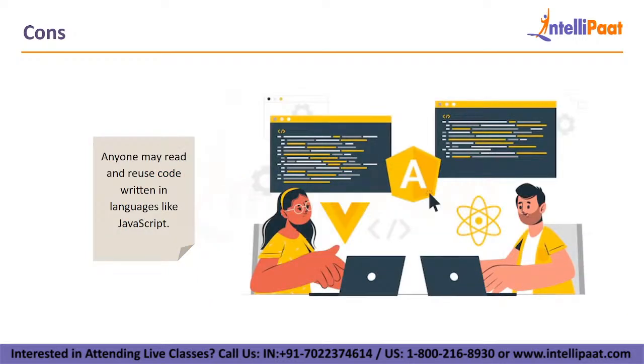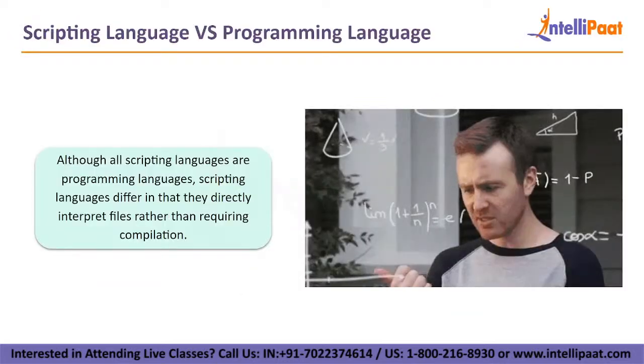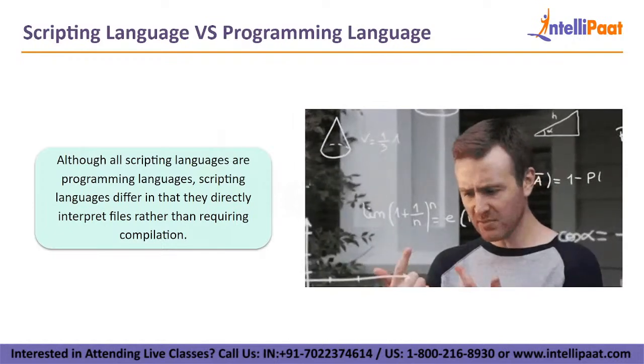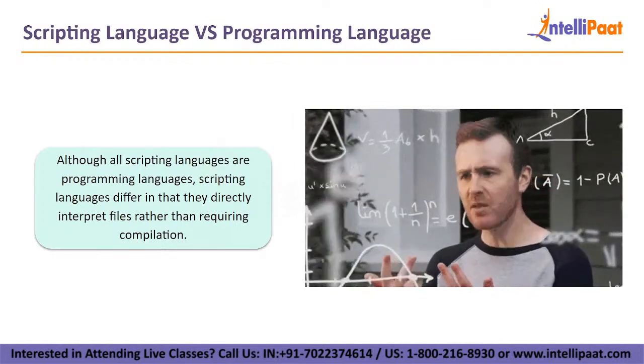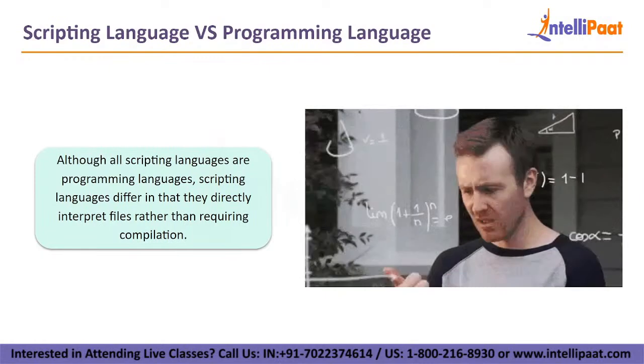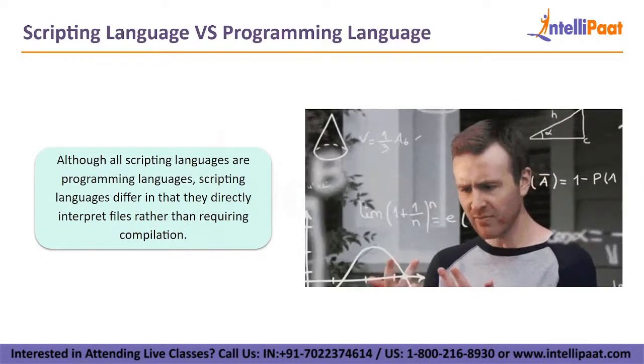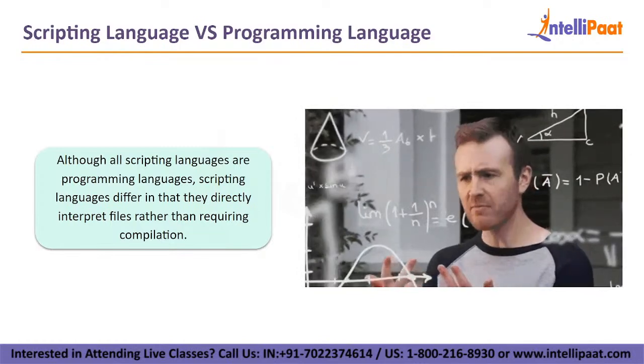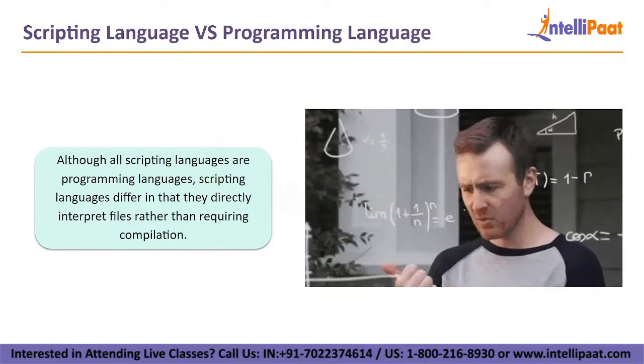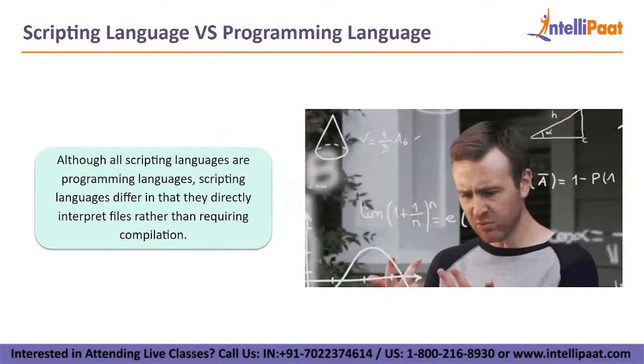Now let's move on to our last agenda, that is scripting language versus programming language. Although all scripting languages are programming languages, scripting languages differ in that they directly interpret files rather than requiring compilation. A program written in a scripting language like PHP or JavaScript, for example, does not need to be compiled before running, whereas a C program does.